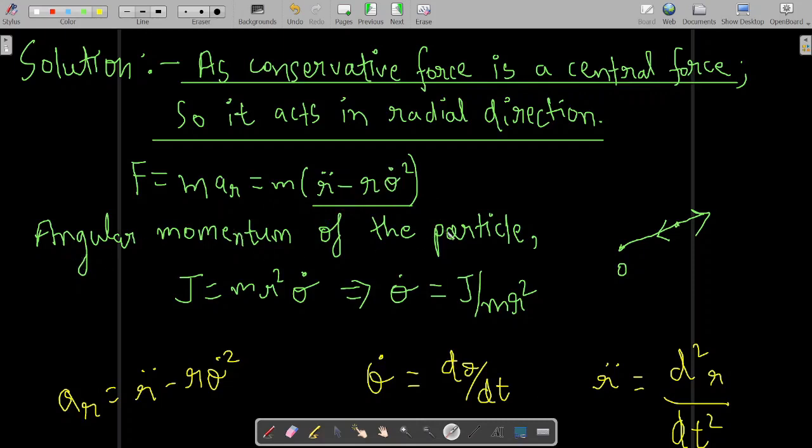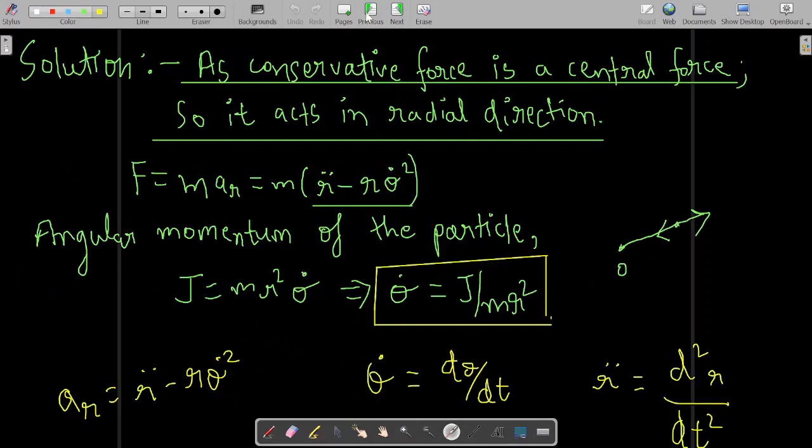Now the angular momentum of the particle. How is the angular momentum given? The angular momentum of a particle is given by J equals m r square theta dot. Now from here theta dot will be equal to J divided by m r square. How did we come to know this? Because this m r square will go in the denominator and J by m r square will appear, and theta dot will be isolated from here. So theta dot equals J by m r square.